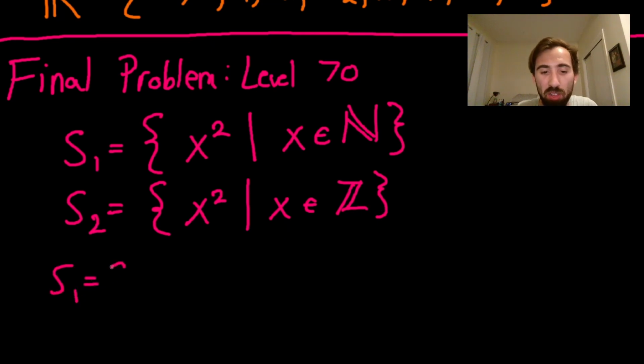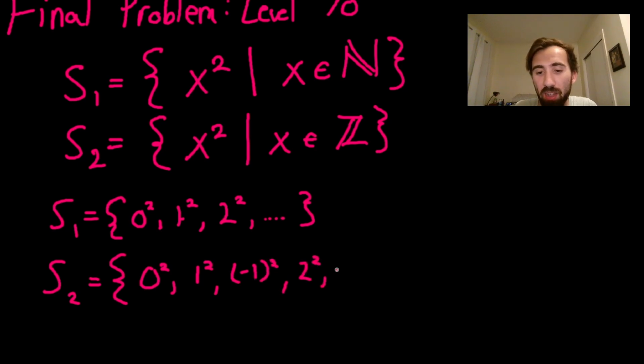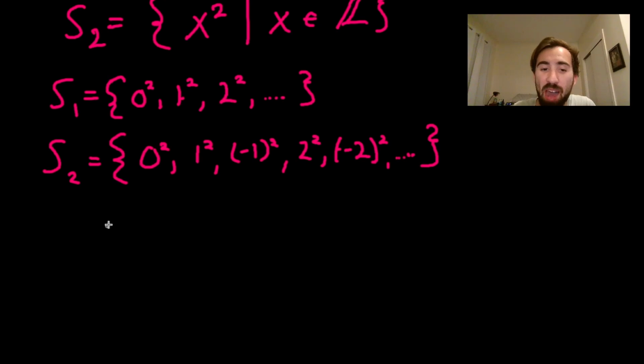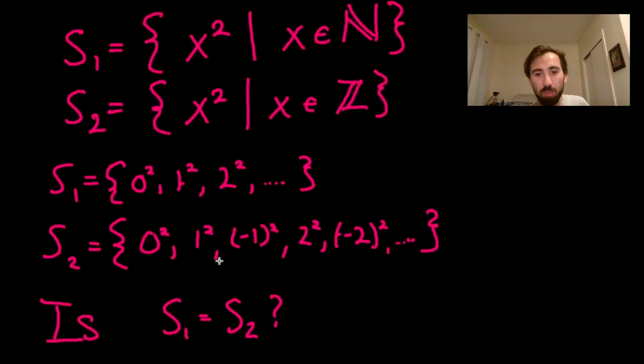S1 is going to look like 0 squared, 1 squared, 2 squared, all the way off to infinity. And S2 is going to be equal to 0 squared, 1 squared, -1 squared, 2 squared, -2 squared. The question being asked is, is S1 equal to S2? Are these two sets, in fact, the same set? Pause the video, try to think about it, and come up with the solution.